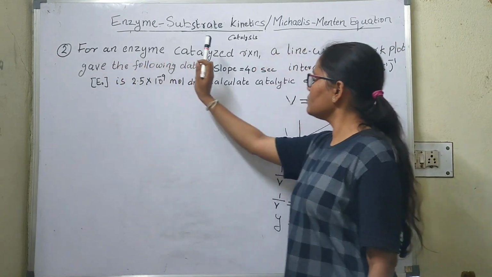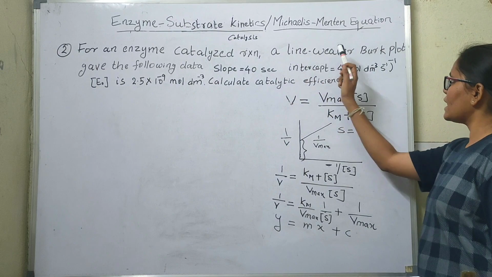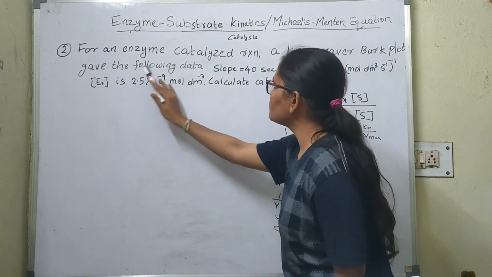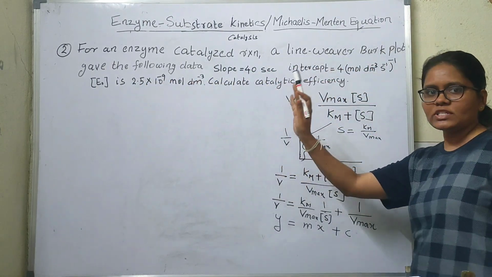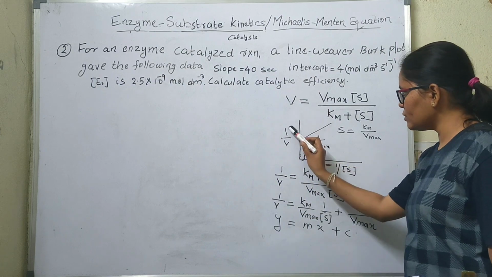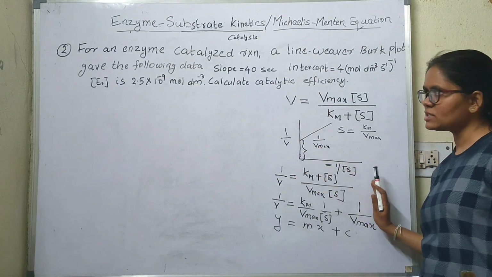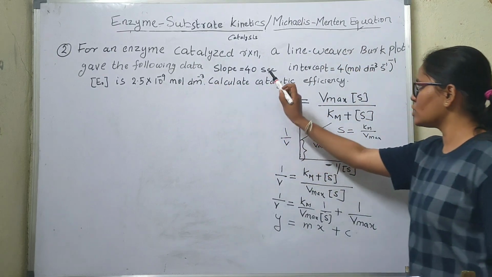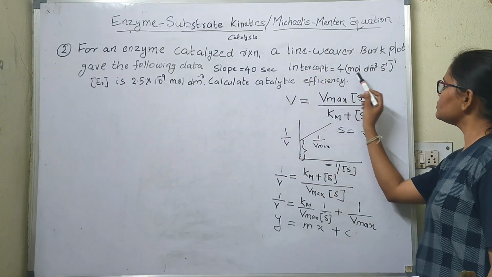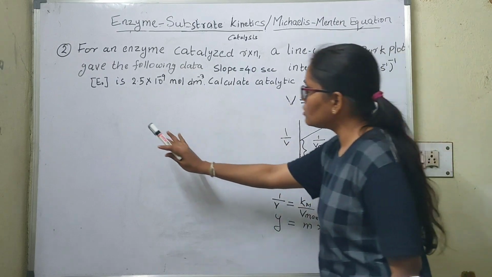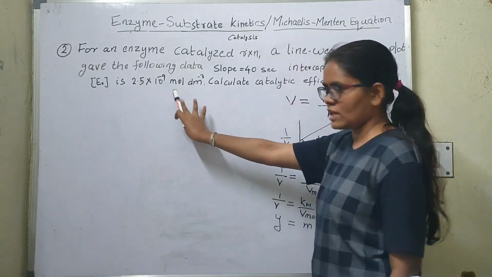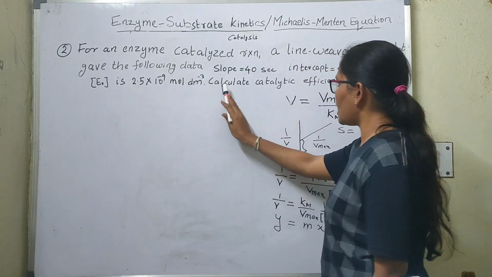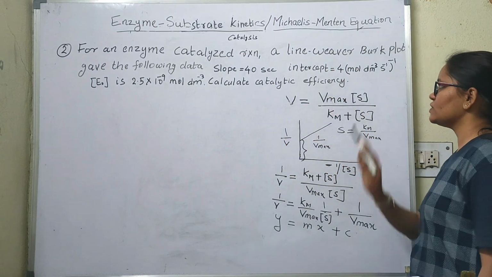For an enzyme catalyzed reaction, a Lineweaver-Burke plot gave the following data. So we know what is Lineweaver-Burke plot. It is the plot between 1 by rate versus 1 by substrate concentration. So here the slope is given, which is 40 seconds, and intercept is also given. Initial concentration of enzyme is also given, and we are asked to find out the catalytic efficiency.